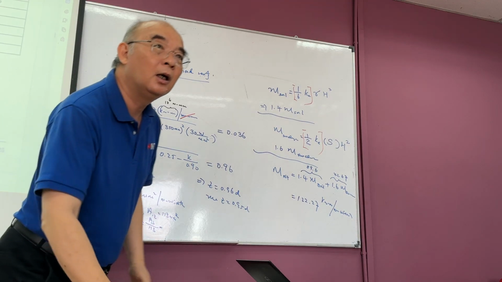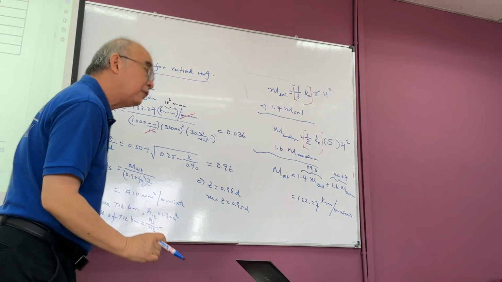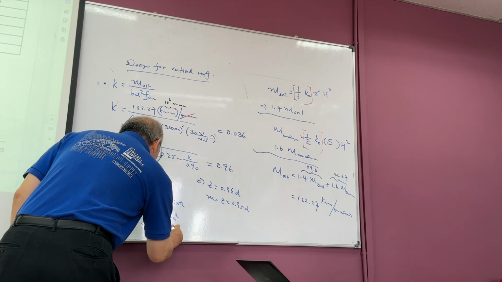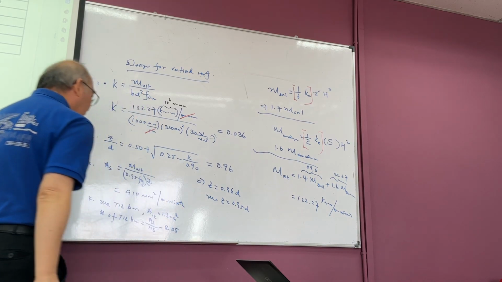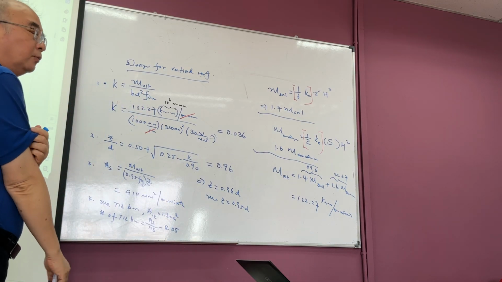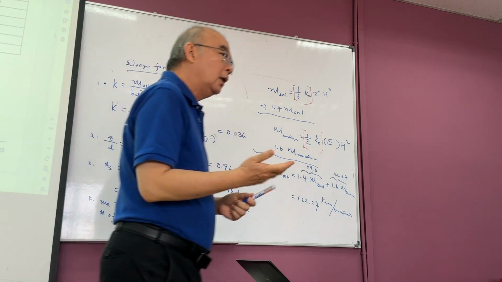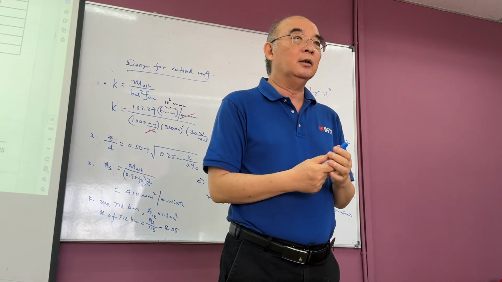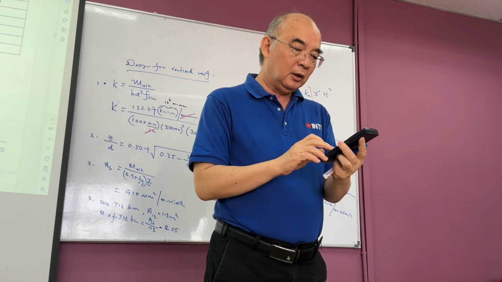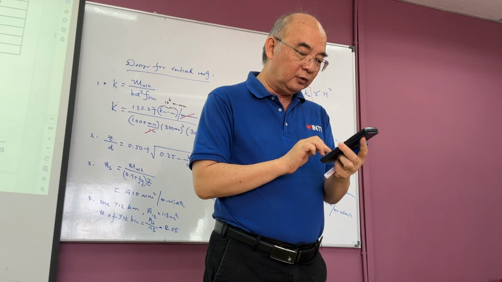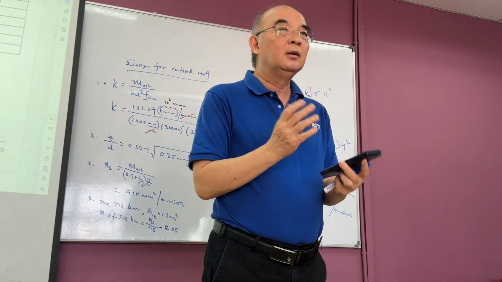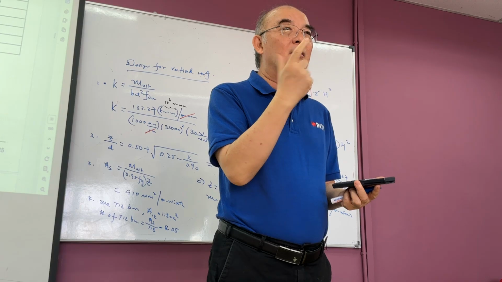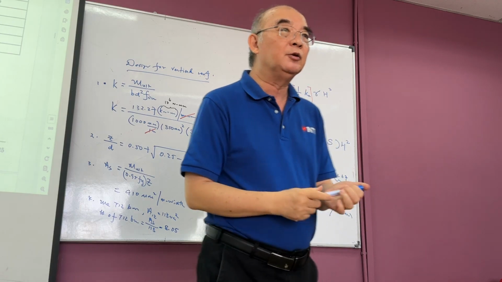8.05. So 8.05 number. Okay. So now you can either use 9 or 8, because 8.05 is only 1% difference. So we use 8. Let's say we use 8.